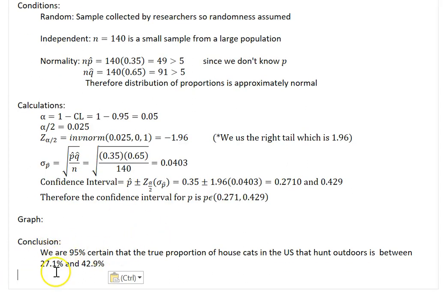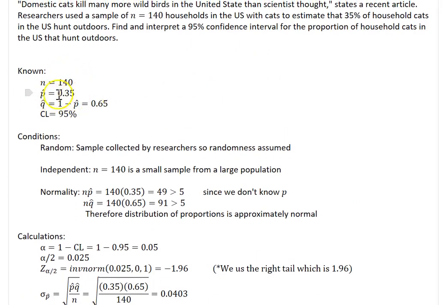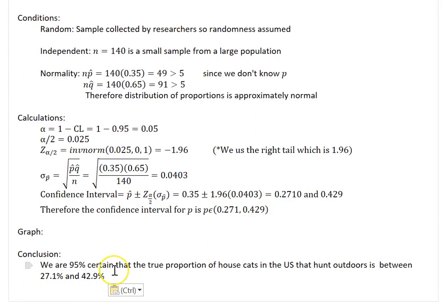So our conclusion is that we are 95% certain that the true proportion of house cats in the U.S. that hunt outdoors is between 27.1% and 42.9%. These two values are percentages because this is a distribution of proportions, so 0.35 is 35%. So we want to write this into proportions and put it into context for the reader.